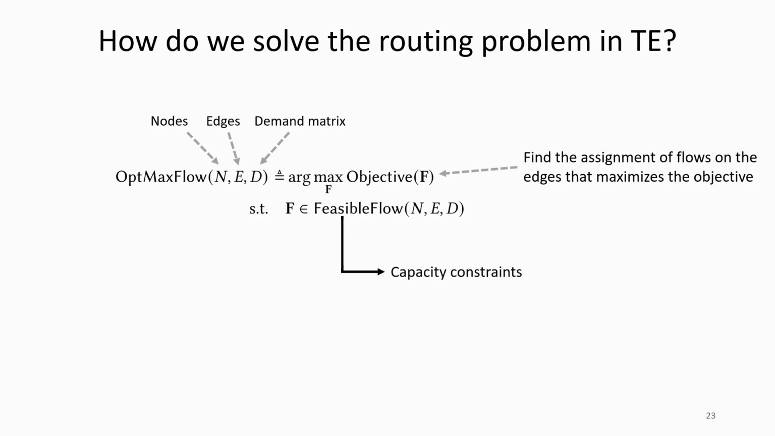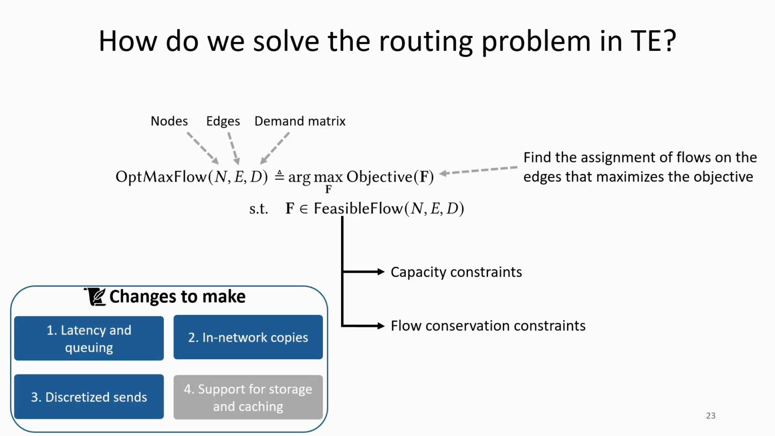And we are doing this while ensuring all the assignments are feasible by conforming to capacity constraints, which is you cannot exceed capacity on any links. This makes sure that this network or the schedule doesn't have any congestion. And the second constraint is flow conservation constraints. This makes sure that this network does not magically create or lose traffic anywhere. And there are 4 important changes to make to this formulation in order to adapt it to collective communication. They are latency and queuing, in-network copies, discretized sends, and support for storage and caching. And I will be focusing on the first 3 in this talk.